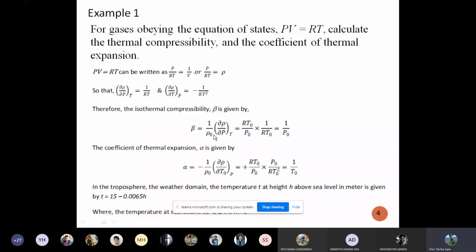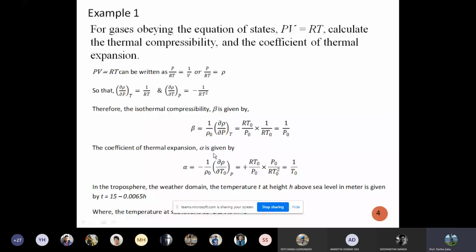So what is del rho by del P at T? It is 1 over RT, and this rho naught is the initial density, right? So if you put this value, 1 over rho naught will be RT naught by P naught. The terms cancel each other, and it becomes 1 over P naught. So the inverse of the initial pressure is the coefficient of isothermal compressibility for a gas obeying the equation of state PV equal to RT.